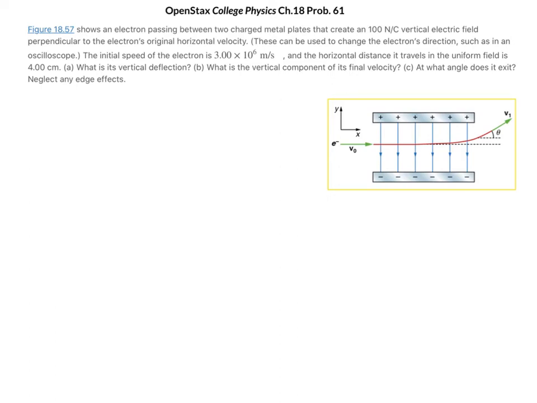Let's look at OpenStax College Physics, Chapter 18, Problem 61. Figure 18.57 shows an electron passing between two charged metal plates that create a 100 newton per coulomb vertical electric field perpendicular to the electron's original horizontal velocity. These can be used to change the electron's direction, such as in the oscilloscope. The initial speed of the electron is 3 times 10 to the 6 meters per second, and the horizontal distance it travels in the uniform field is 4 centimeters.